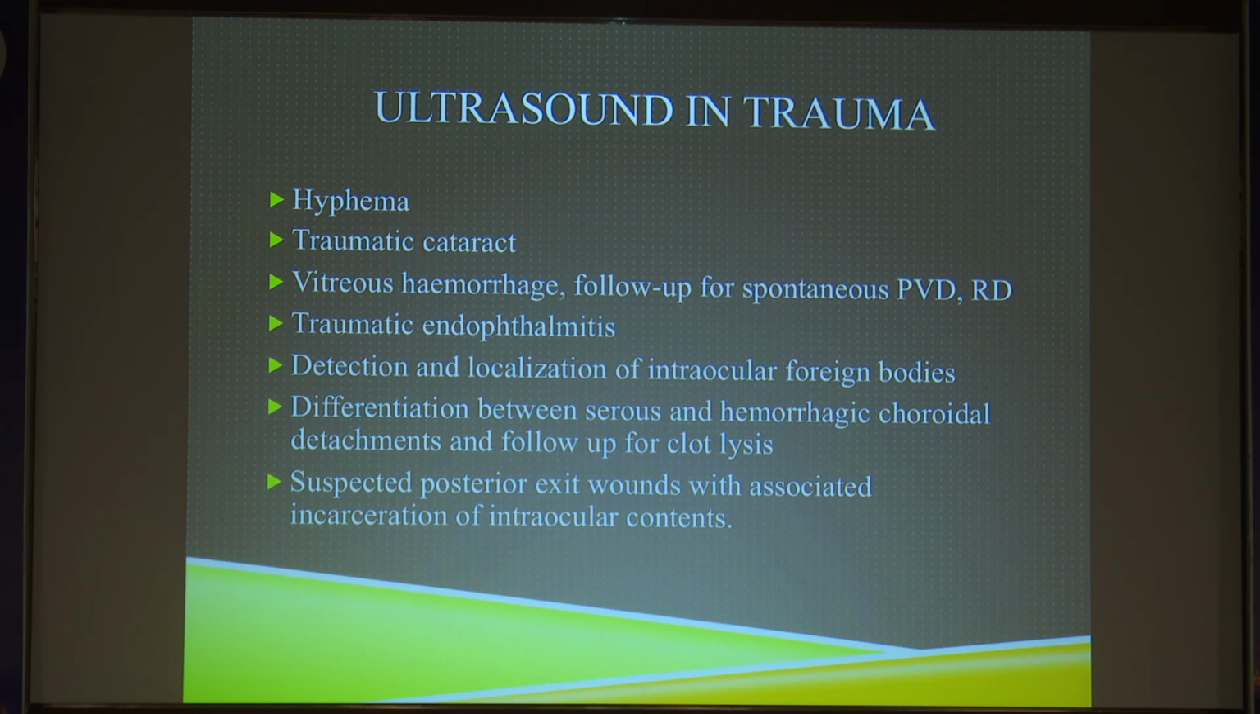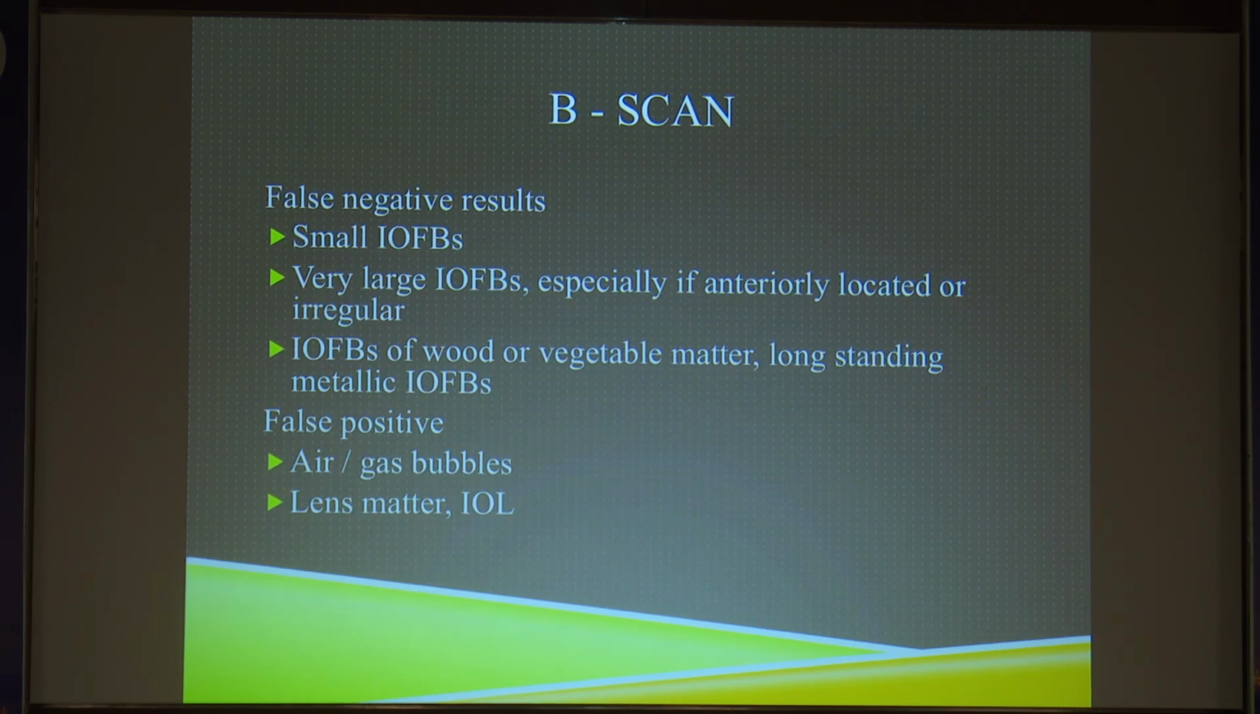Ultrasound I think is most commonly used by all of us, and it also helps us to detect other important phenomena associated with trauma, which can be hyphema, traumatic cataract, vitreous hemorrhage. You can detect and localize intraocular foreign bodies. You can differentiate between serous and hemorrhagic choroidal detachments, and you can also see suspected posterior exit wounds with associated incarceration of intraocular contents, see the evidence of presence of RD or anything like that.